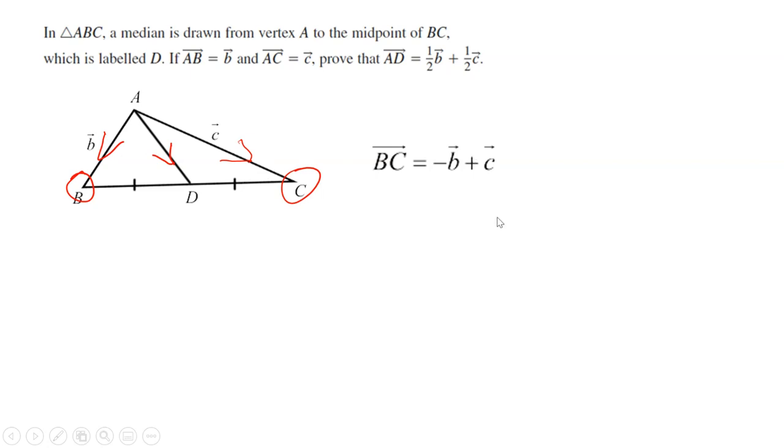Here's my second statement. BD, to get from B to D, can we agree that that will be half of the BC line, right? From here to C. If I want to get from B to D, I can do half of the BC line, right? Because remember that the D point is halfway between B and C.